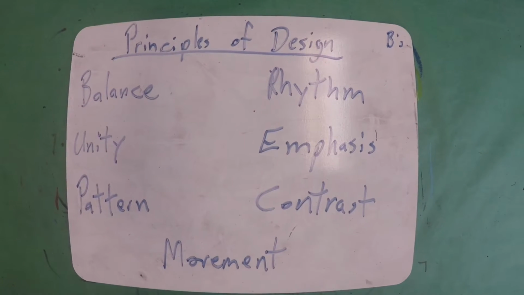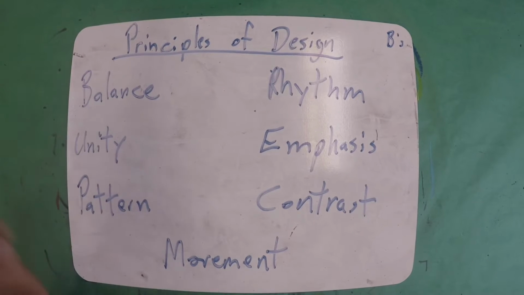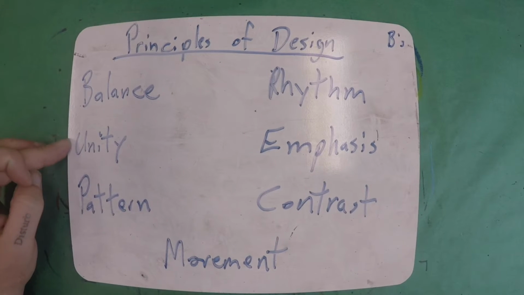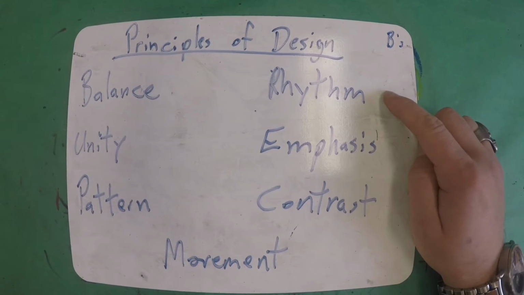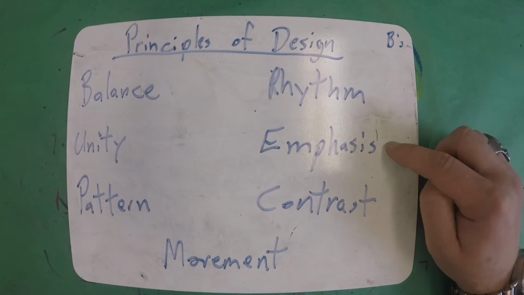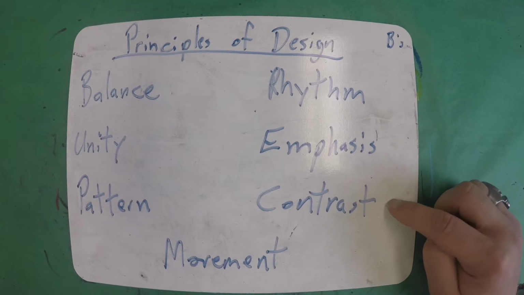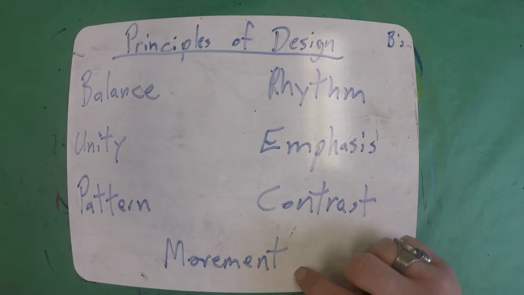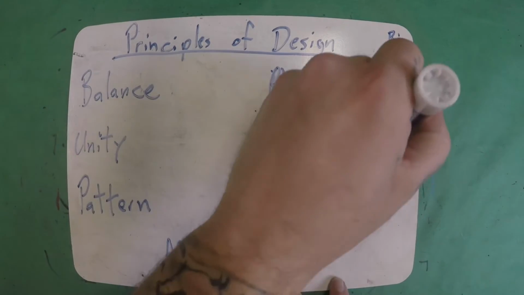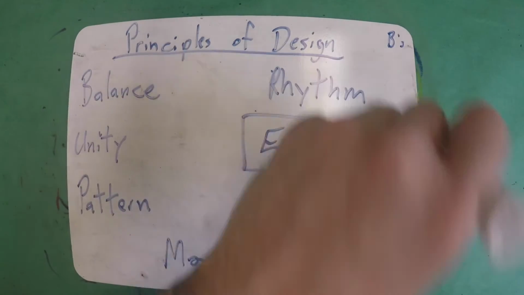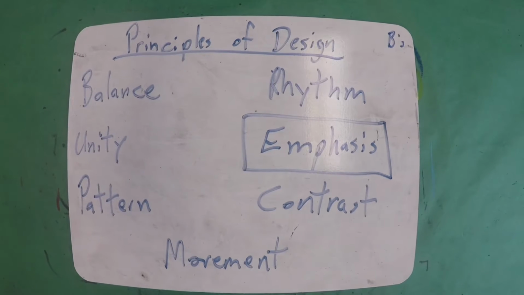Again, please repeat these 7 words after me. Balance, unity, pattern, rhythm, emphasis, contrast, movement. So in our drawing today, emphasis is going to be really important.